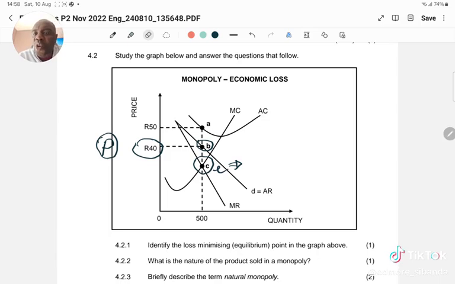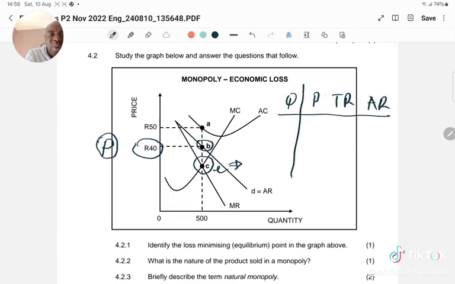I'm going to show you a simple demand schedule. Quantity, price, total revenue, average revenue. We are trying to establish if indeed price and average revenue are the same. Let's look at when the price is 10. Only one quantity is demanded and sold. So what is our total revenue? Total revenue, remember, is P times Q. So our total revenue becomes 10 times 1, which gives us a total revenue of 10.